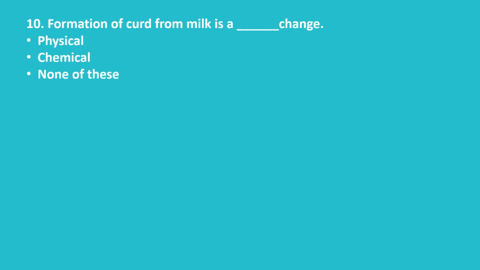Question number 10. Formation of curd from milk is a dash change. Physical, chemical or none of these. It is a chemical change because a new substance is obtained from milk, that is curd, and it is irreversible. We will not get milk from curd.